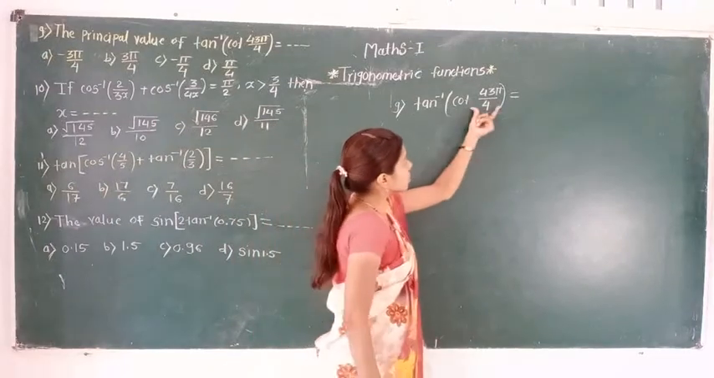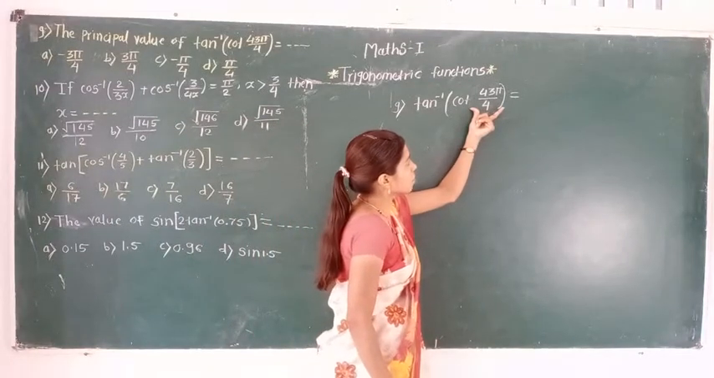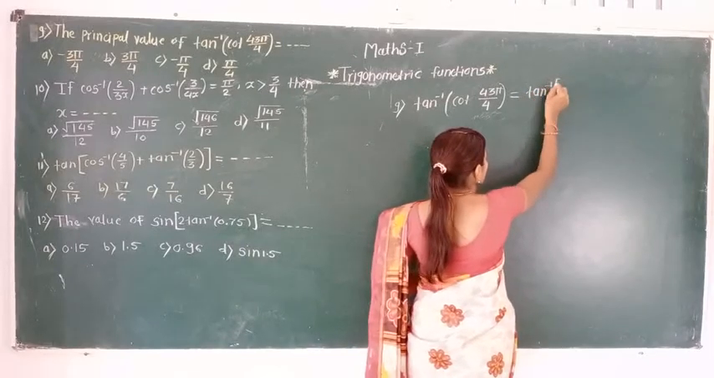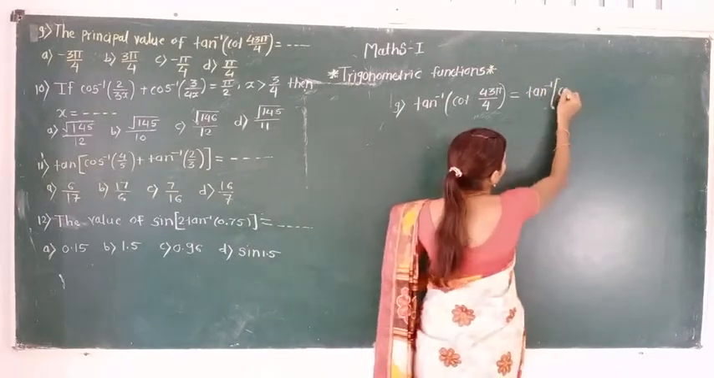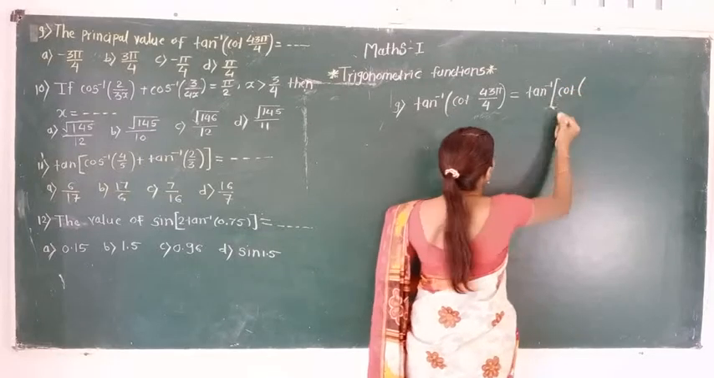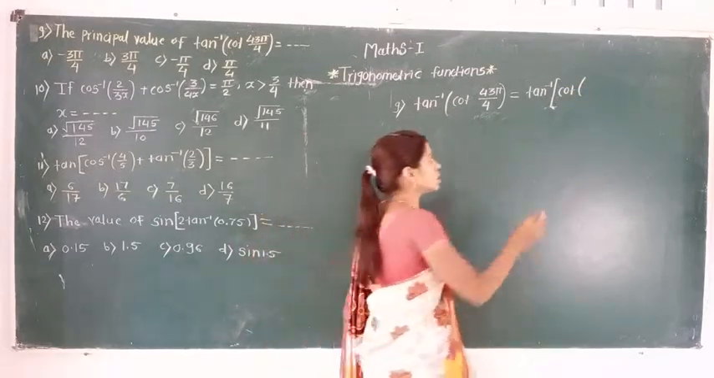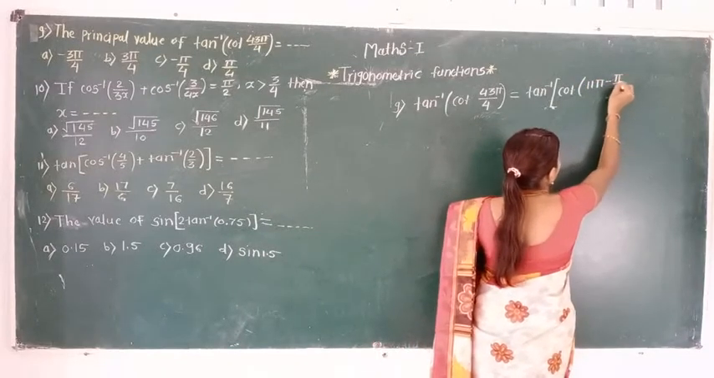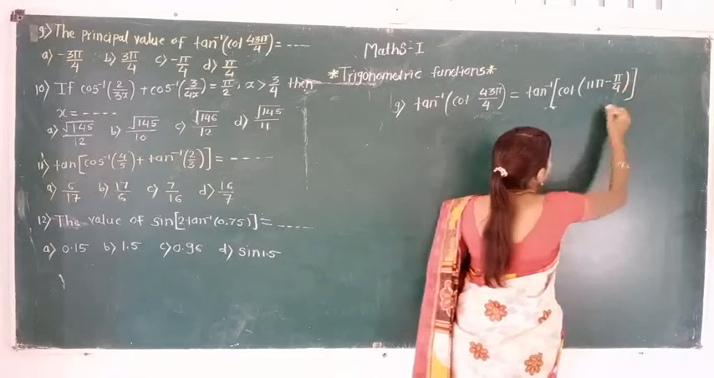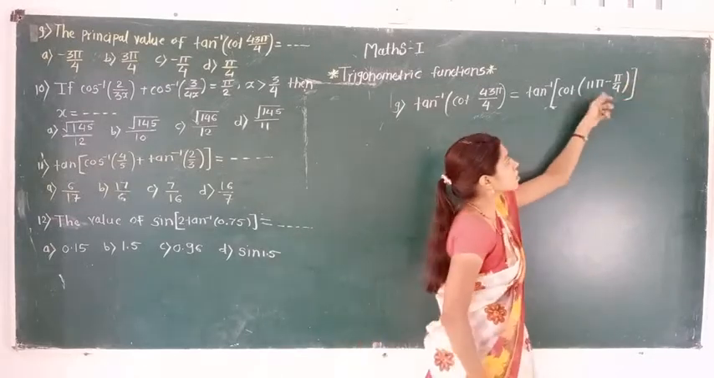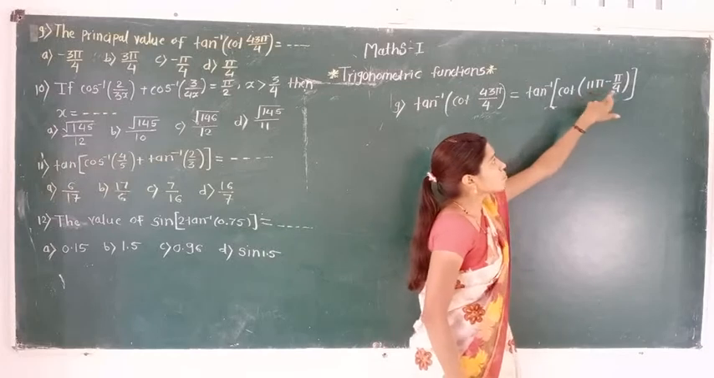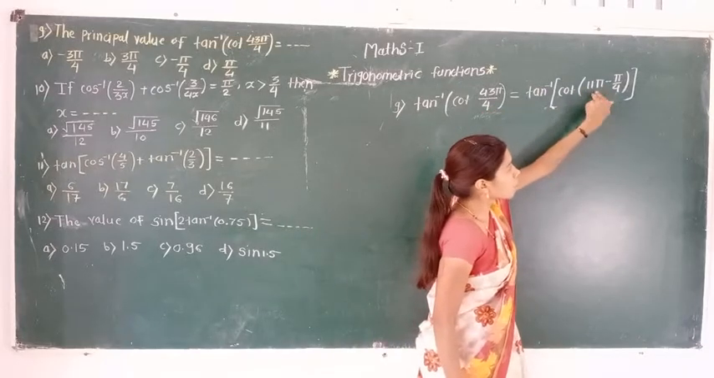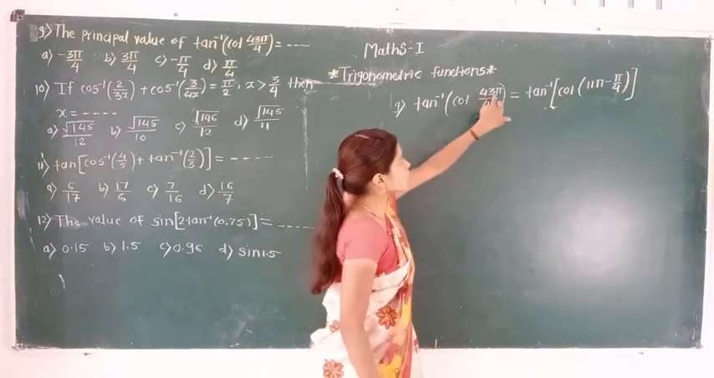So first we split this angle 43 pi by 4. We get tan inverse of cot of the splitting of 43 pi by 4, which is 11 pi minus pi by 4. Take the difference between these two terms. See here, the LCM of both terms is 4. Take a cross multiplication, 44 pi minus pi, and we get the angle 43 pi.